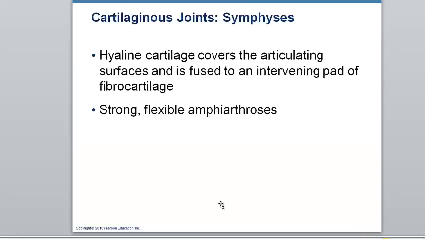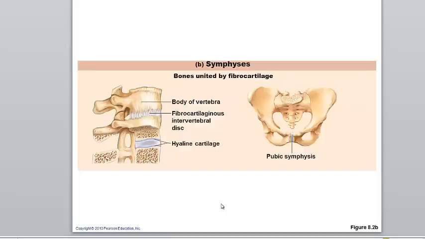The next type of cartilaginous joint you're going to see is your symphysis. Symphysis is the strongest joint that you're going to have. It is very strong, flexible, amphiarthrotic. It is made of fibrocartilage. Remember, out of all the cartilages, fibrocartilage is the strongest one. So that's basically what you're going to see. Now, where are you going to see your symphysis? Pubic symphysis. If you remember from the previous chapter, it's pubic symphysis.